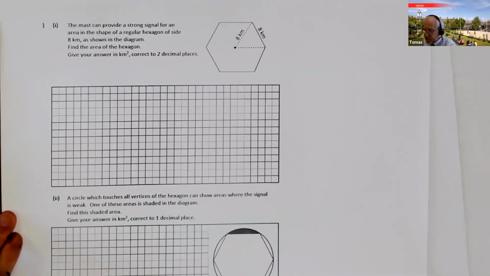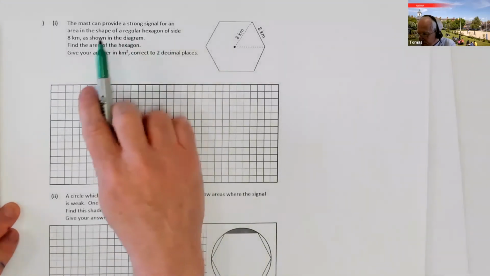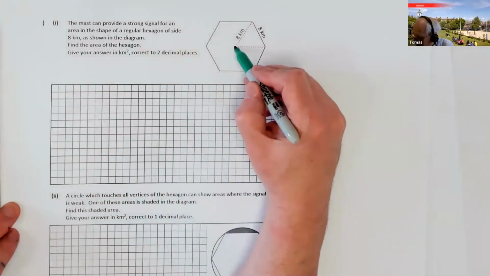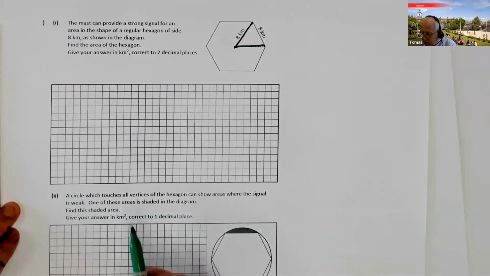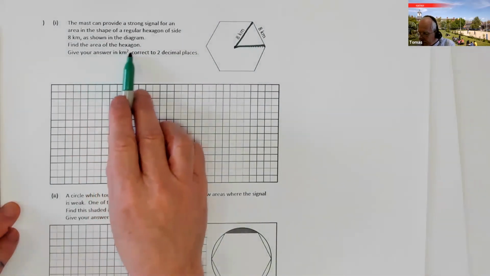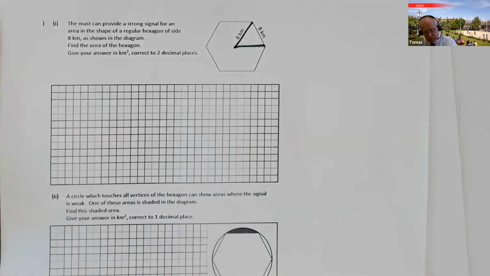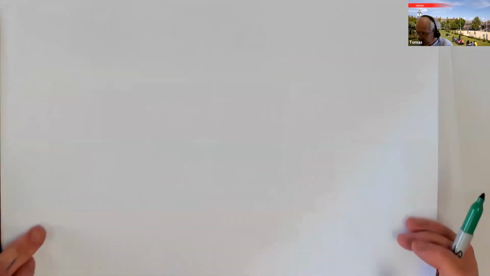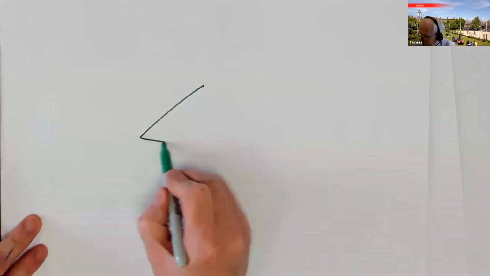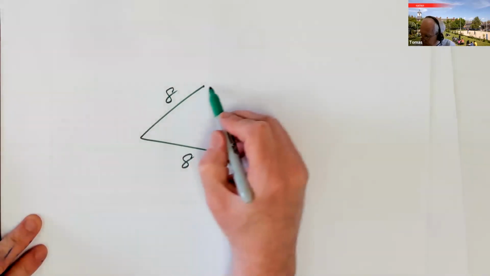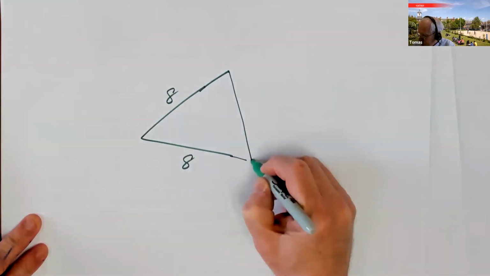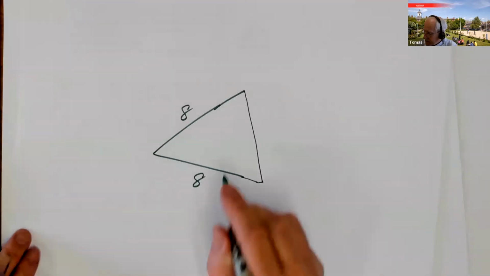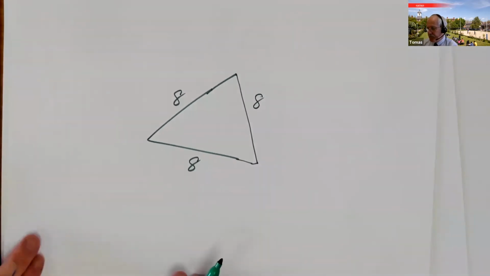And the last bit is, the mast can provide a strong signal for an area in the shape of a regular hexagon. So there's the mast, and you're asked to find the area of the hexagon. Well, area of a hexagon. You've got a triangle, 8, 8, and a hexagon. Sorry, that's 8, and that's 8, and that's 8.